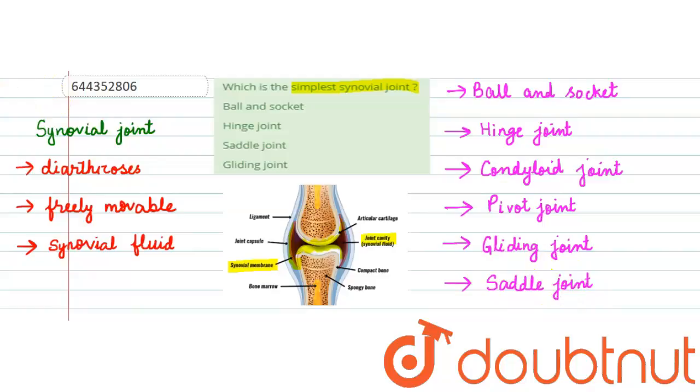Now we can select the option which is correct. We understood that the saddle joint is the joint which is the simplest of synovial joints. So the correct option is your saddle joint. The rest of the options are wrong. So with this, we are done with the question. Hope you have understood it well.